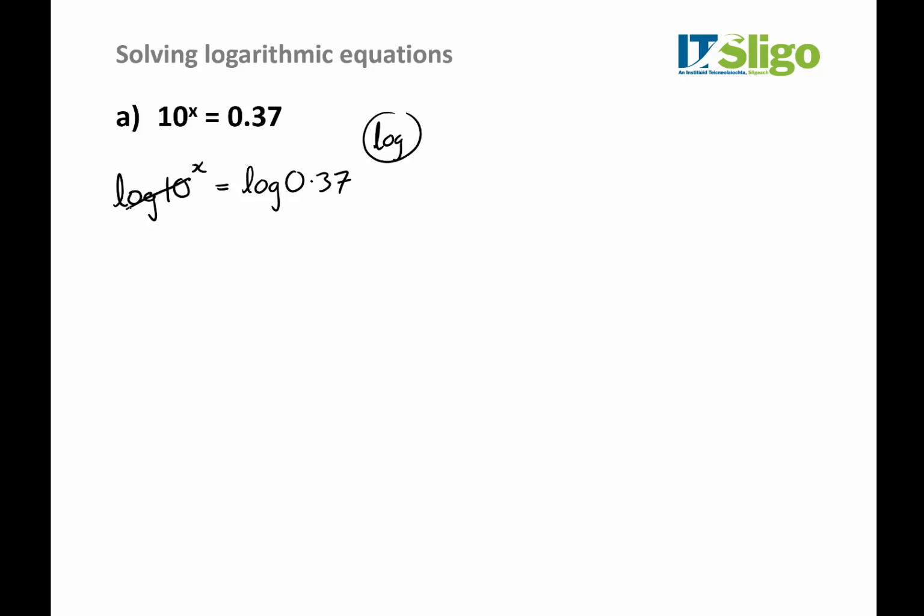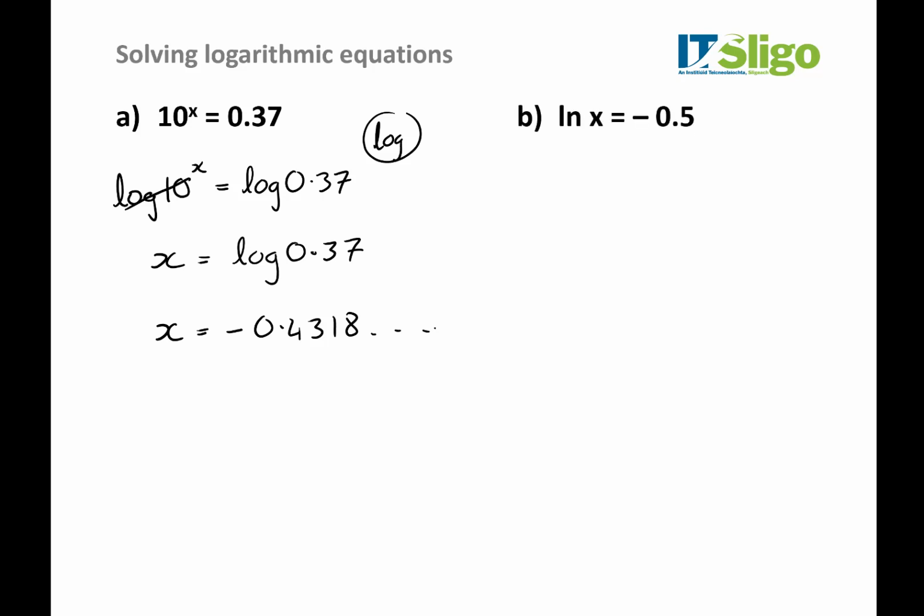And now on the left, these cancel each other out. And now you can just get your calculator. First of all, I suspect my answer is going to be negative because the value is between 0 and 1. Remember what I was saying? The log of any number between 0 and 1 is going to be negative. And x is equal to minus 0.4318, we'll say. Okay, it goes on, but 4 decimal places should be loads.